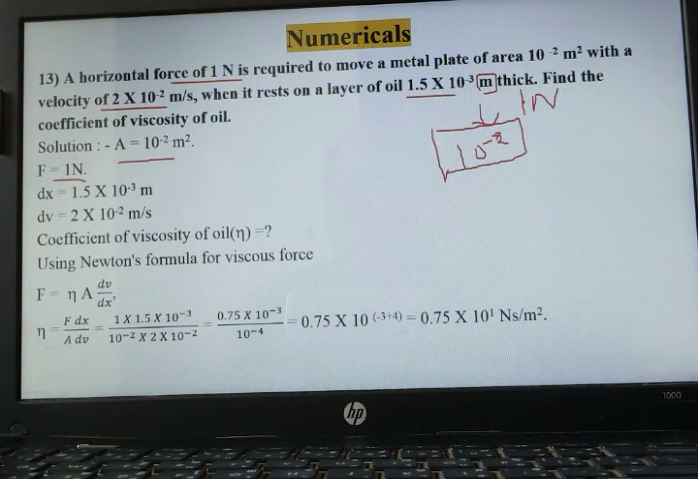And this is a velocity. This velocity, we can treat as change in velocity, that is 2 × 10^-2 meter per second. The coefficient of viscosity of oil we have to find out. What we have to find out? The coefficient of viscosity of oil.